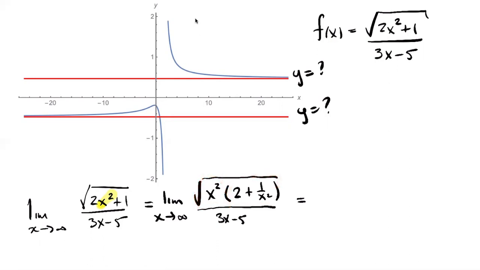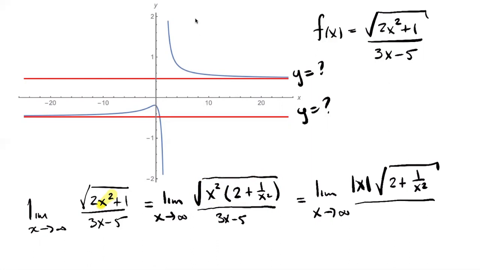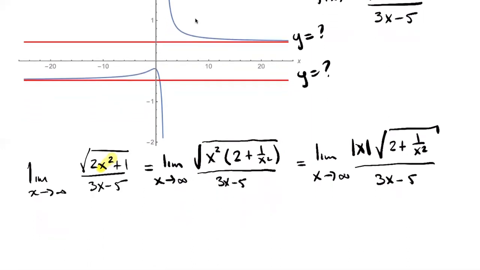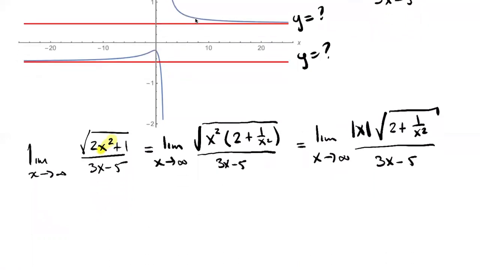But the square root of x squared is the absolute value of x. So I'm going to get the absolute value of x times the square root of 2 plus 1 over x squared, divided by 3x minus 5. Now my x is going to infinity, so the absolute value of x is just x. x will eventually be positive.